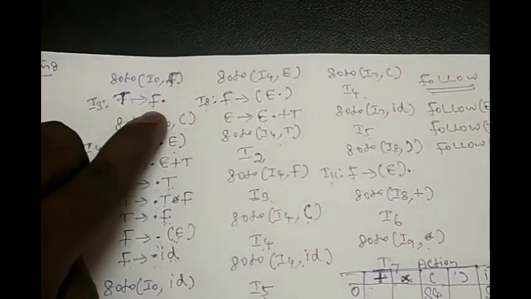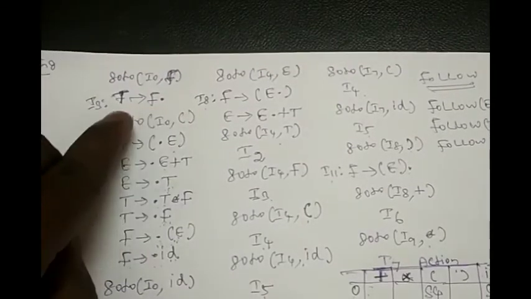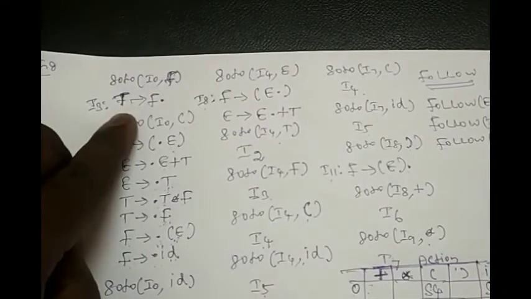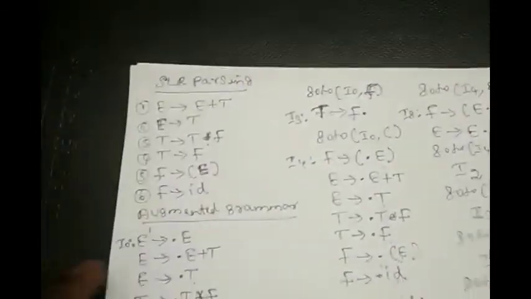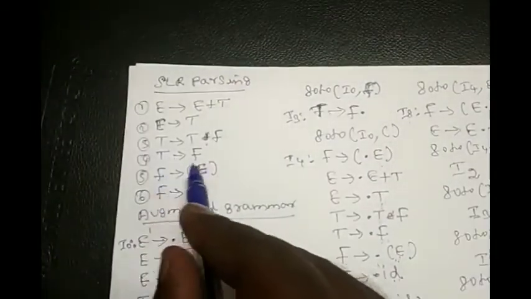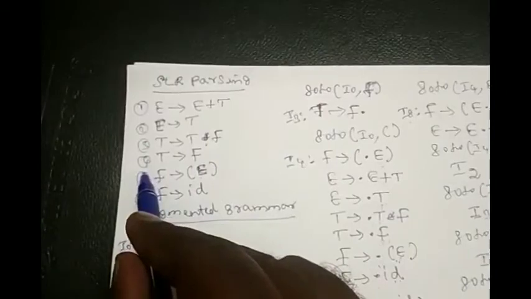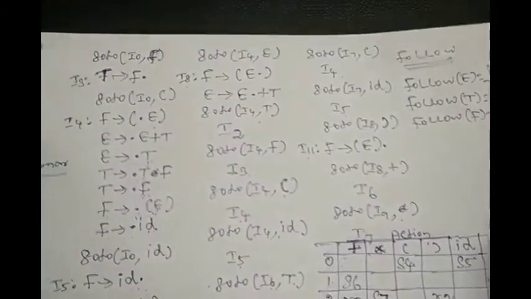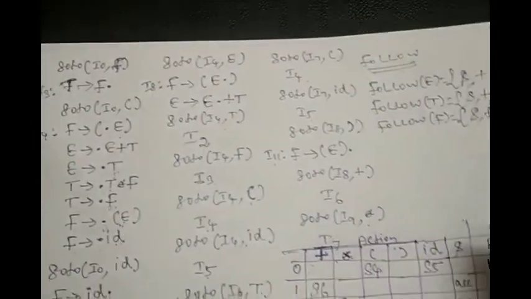Now I3, you have T tends to F dot, because the dot is at the end. Now you have to see the follow for T. So T tends to F is actually production number 4, so you are supposed to write R4 here. Okay, so find the follow for T in item set 3.